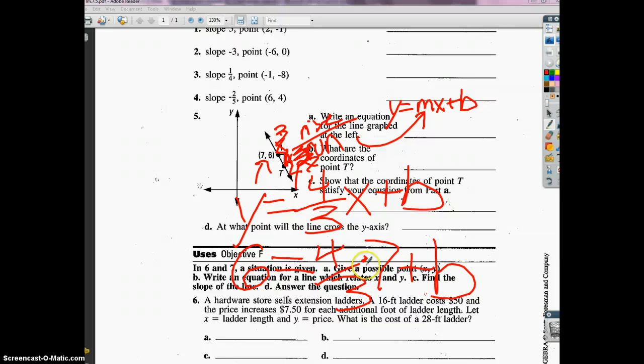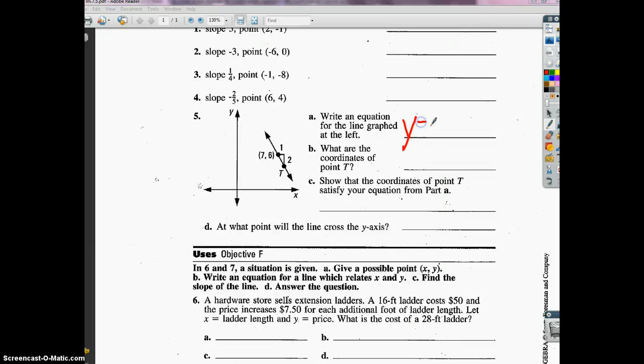Okay, so I take 4 thirds times 7, I figure out what that is, and I subtract what I find, and that will equal b. Because once I have b, I have to plug it in. So I have y equals whatever you found for the slope, x, plus what you found for b.